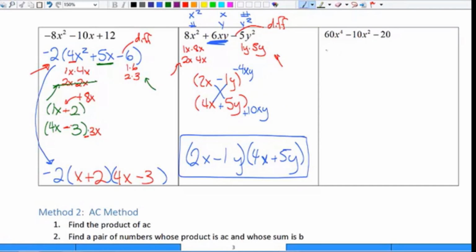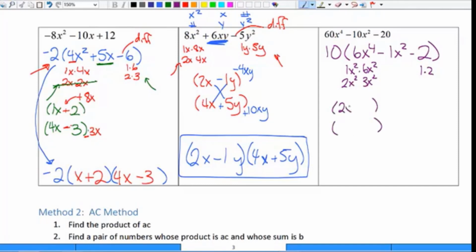Last problem of this type has a GCF of 10. My factors of A are 1x squared times 6x squared, or 2x squared times 3x squared. My factors of 2 are 1 and 2. I told you to start at the bottom of your list, so we're going to try 2x squared and 3x squared first, and then I'm going to try 1 and 2.